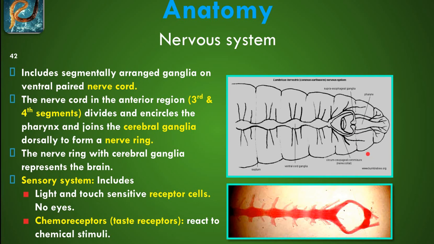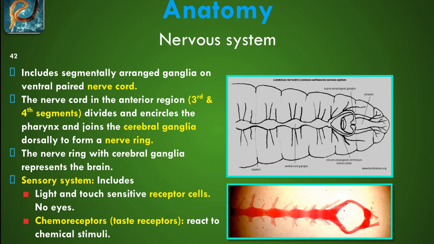Now, if we look at the nervous system, then it includes segmentally arranged ganglia on the ventral paired nerve cord. The nerve cord is found in the anterior region, that is between the 3rd and 4th segment, and it divides and encircles the pharynx and joins the cerebral ganglia dorsally to form the nerve ring. The nerve ring with the cerebral ganglia represents the brain.